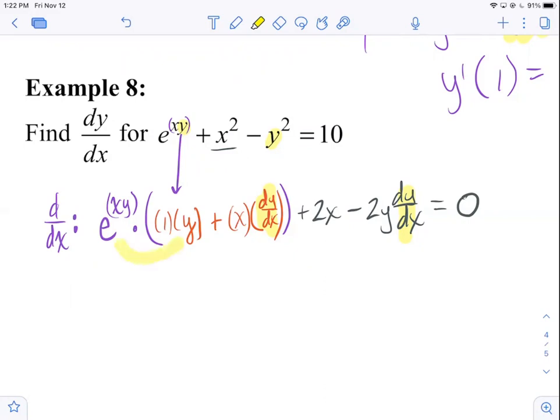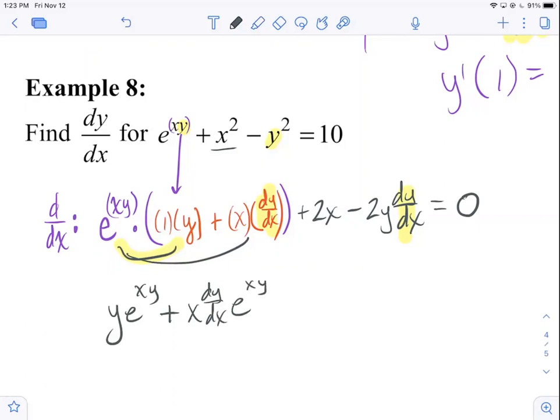So distributing that, we get y e to the xy. That's a good way to write that. Plus distributing there, you get x dy dx e to the xy. It's customary to write the e at the back end because otherwise everything's butted up against the elevated exponent and stylistically it looks bad.